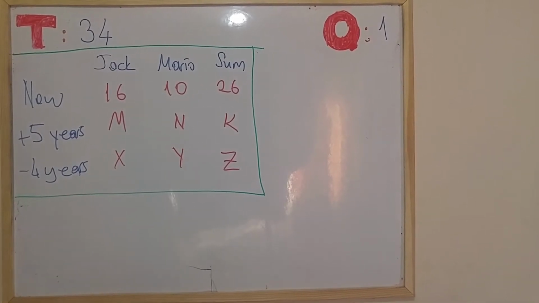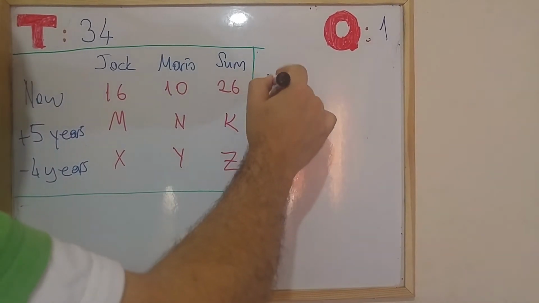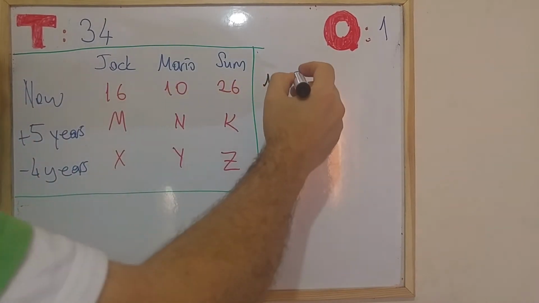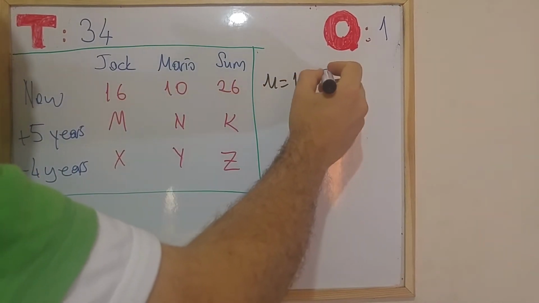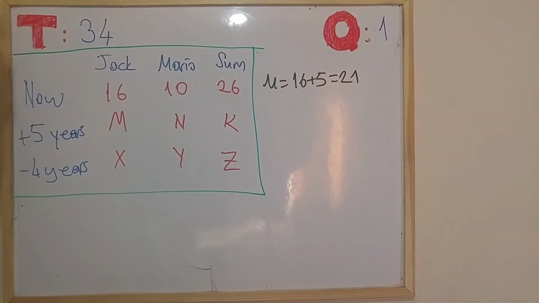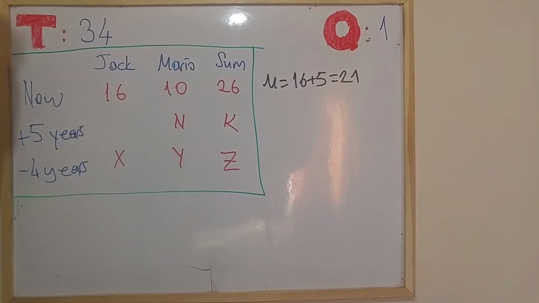All the numbers in the table by replacing letters by numbers. In 5 years, Jack will be 5 years older than today. So m is equal to 16 plus 5, which is equal to 21. Let's replace it with 21.